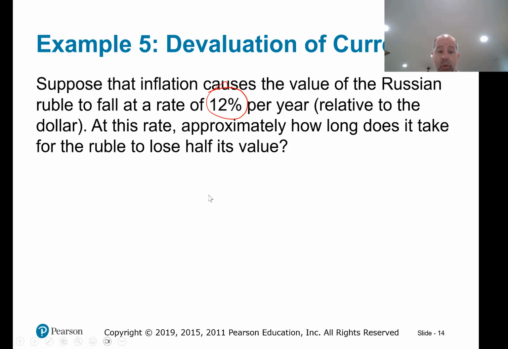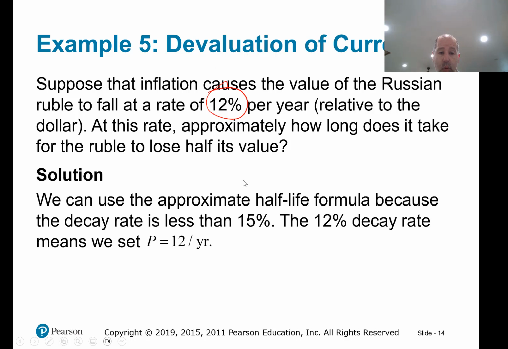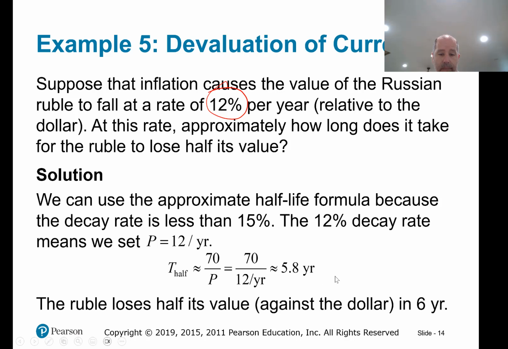So we're going to find the half-life, and we're going to take 70, and we're going to use the rule of 70. So if we take 70 and divide by 12, we get approximately 5.8 years. So the ruble loses half its value against the dollar in approximately 6 years.